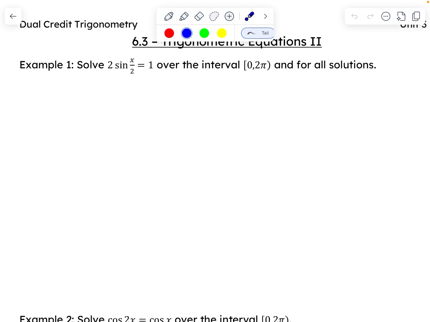So I'm going to start the same way that I did the last problem and just try to get that sine by itself. To do that, I need to divide both sides by 2 to cancel out this 2 that's in front of my sine. So that gets me sine of x over 2 is equal to 1/2. And then I need to get that x over 2 out of the sine. So just like last time, I'm going to do my inverse trig. So I'm going to say x over 2 is equal to my inverse sine of 1/2.